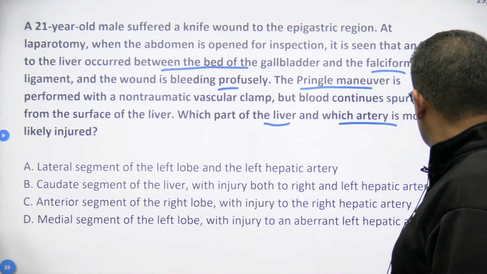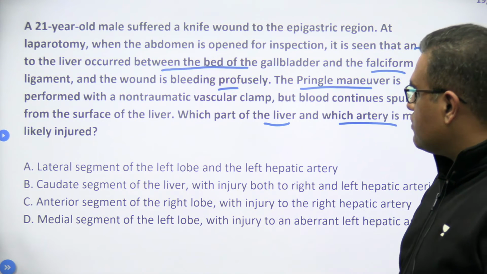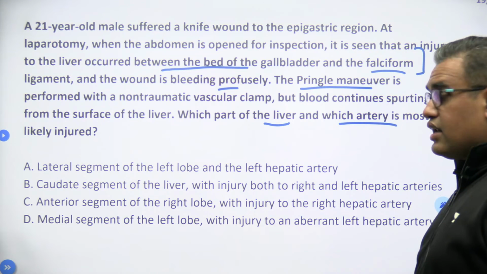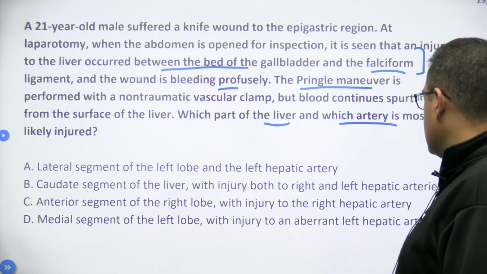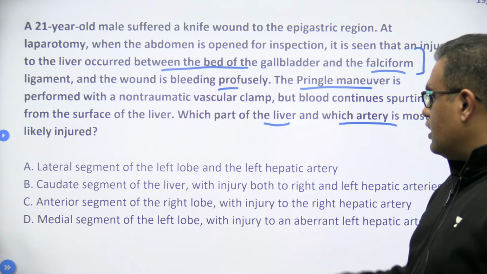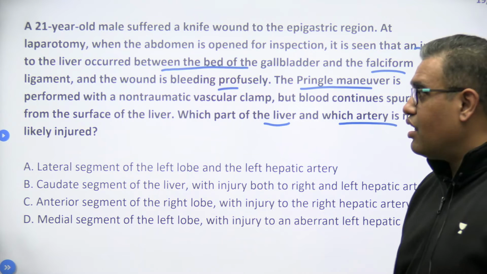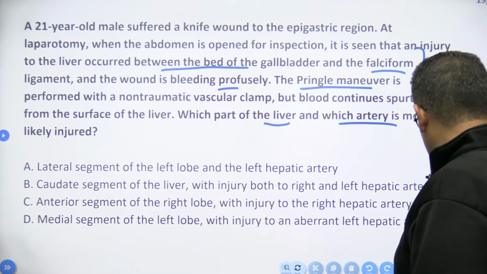Options over here, you can very well see: lateral segment of the left lobe and the left hepatic artery; caudate segment of the liver with injury to both the right and left hepatic arteries; anterior segment of the right lobe with injury to the right hepatic artery; and medial segment of the left lobe with injury to the aberrant left hepatic artery. How to proceed with this sort of question? Let us try to understand.